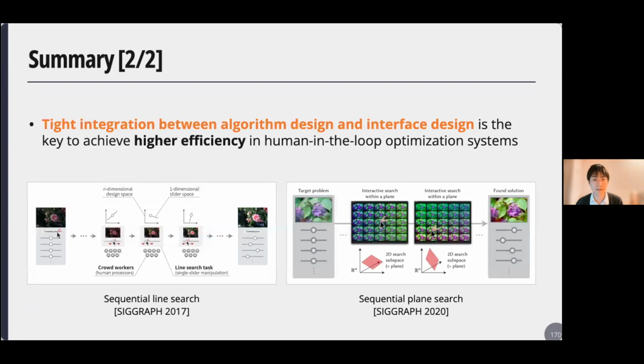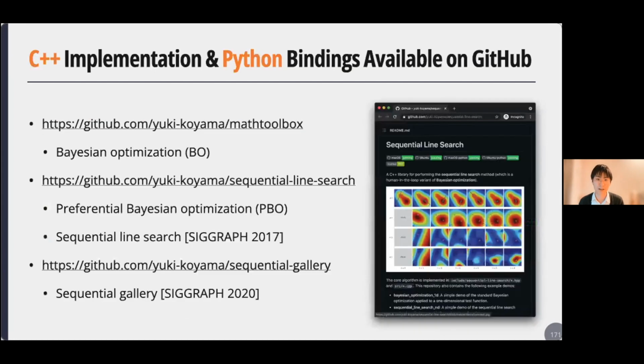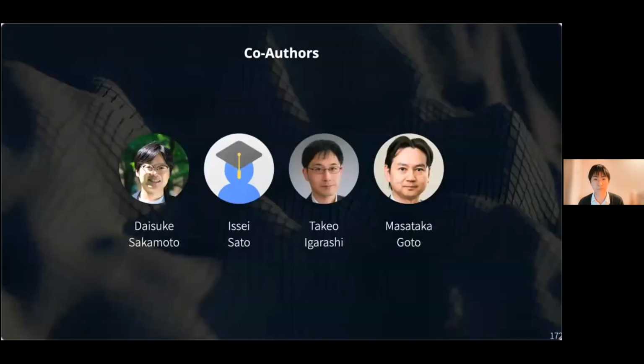And as we saw in the two projects, tight integration between algorithm design and interface design would be the key to achieve higher efficiency in human-in-the-loop optimization systems. And finally, the source codes are available for C++ and Python users at GitHub, so please check it.